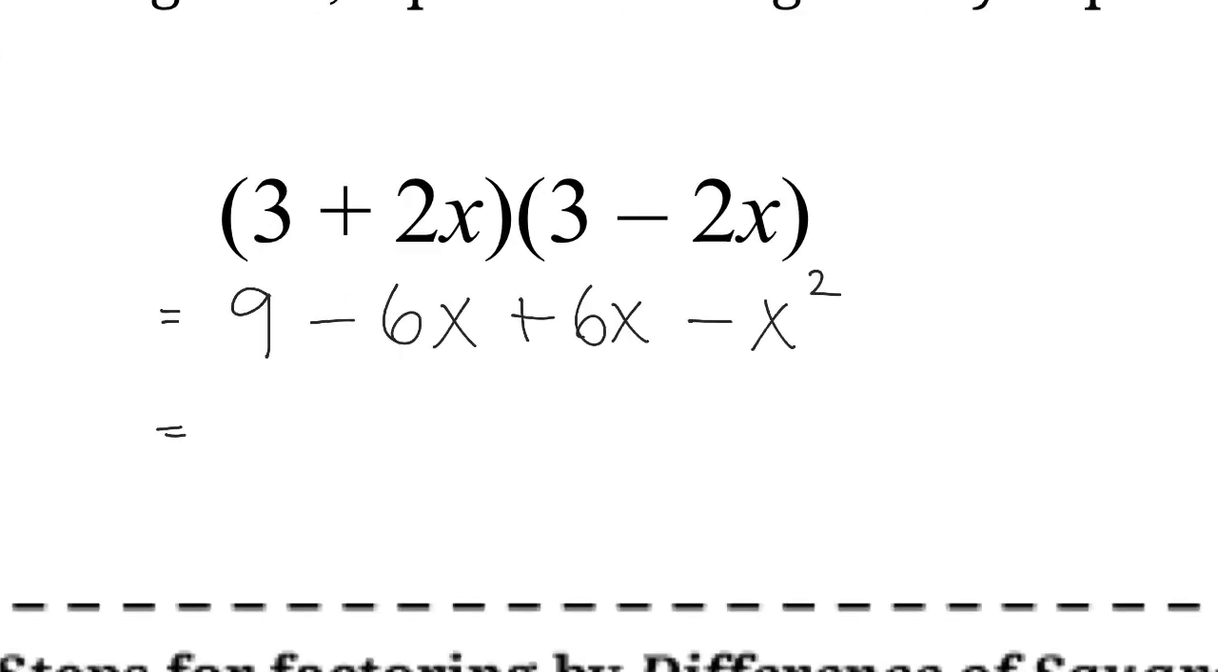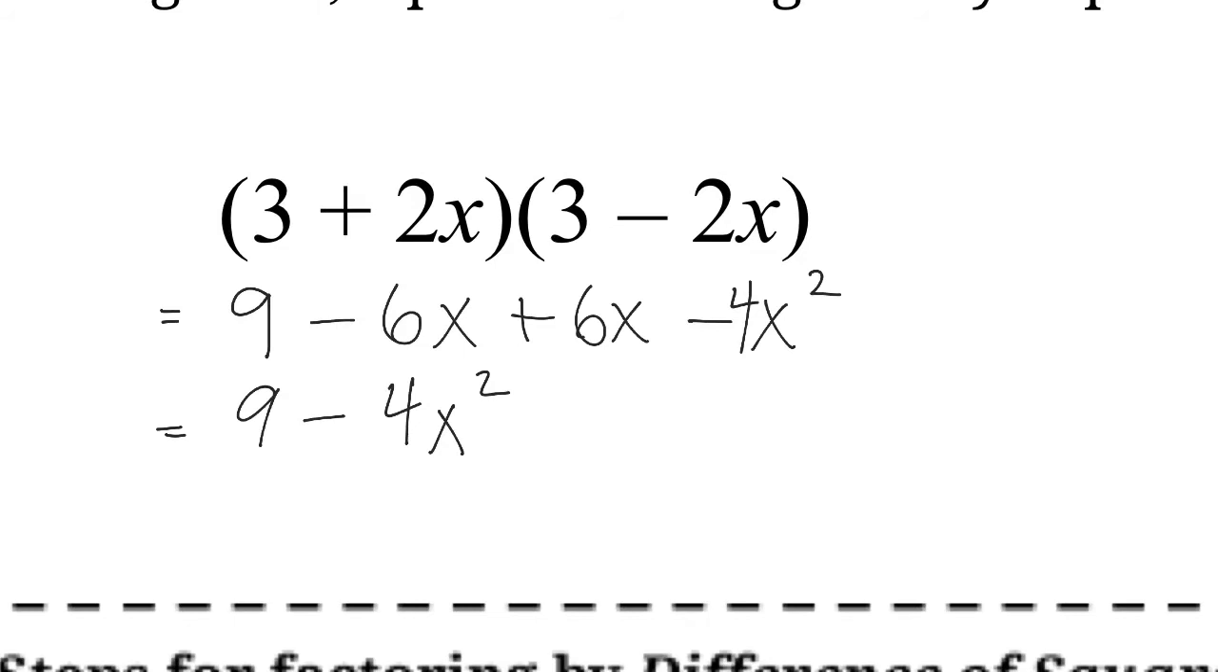With our second set of binomials, if we were to expand them out using the FOIL method, we would get 9 minus 6x plus 6x minus 4x squared. And again, if we were to collect like terms, we would be left with 9 minus 4x squared. So the pattern that you should notice is that you get an answer that has only two terms that are separated by a subtraction sign, and the term that has a variable is squared.